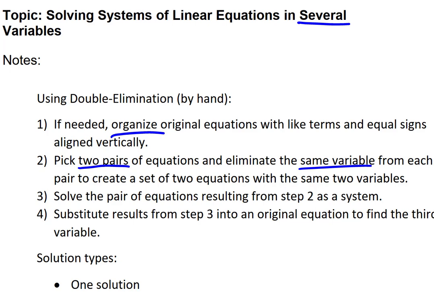That's second. Thirdly, we're going to solve the pair of equations from step 2 as a system. That's where we'll use elimination or substitution that we know. And then fourthly, we'll substitute the results from step 3 into the original equation to find the third variable.